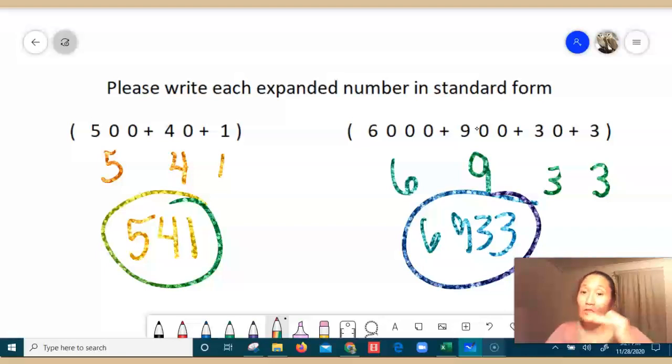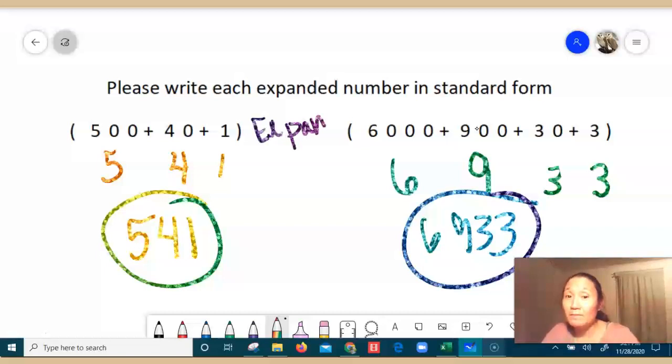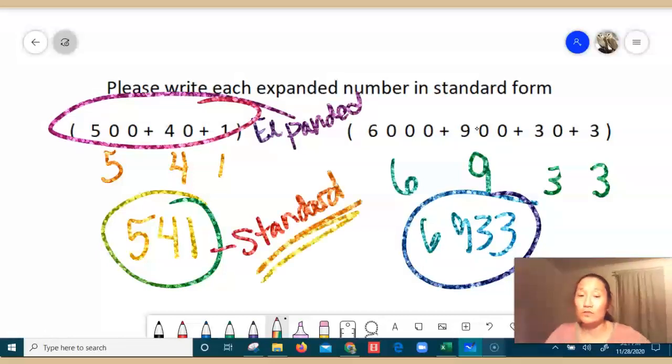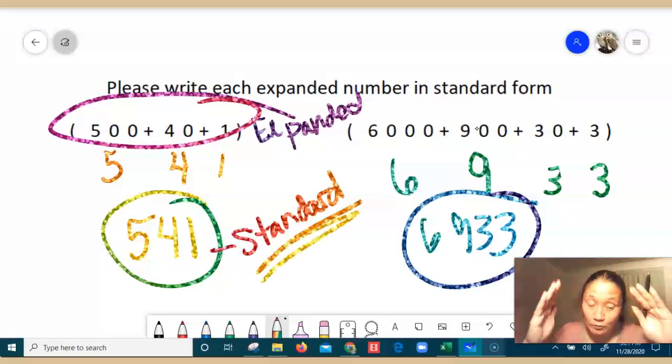Okay? So, you have to take each expanded. This is expanded. Right here. This is expanded. And this is called standard. Those are standard numbers, okay? So expanded tells you how much each digit is worth. Standard tells you how many groups you have for each place value.